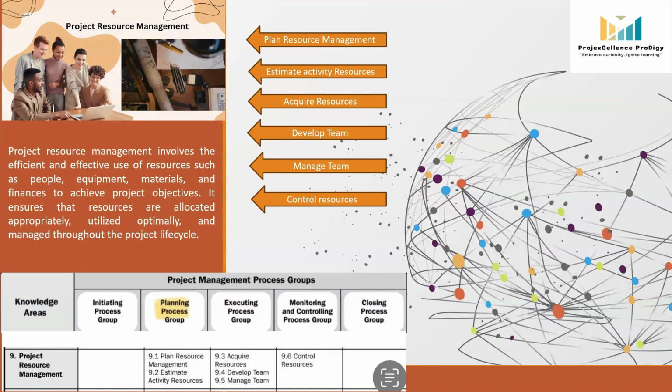Manage team. This is the process of tracking team member performance, providing feedback, resolving issues, and managing team changes to optimize project performance. The last process is control resources. In this process, we ensure that the physical resources which are assigned and allocated to the project are available as planned. We monitor the planned versus actual use of resources and perform the corrective actions if necessary.